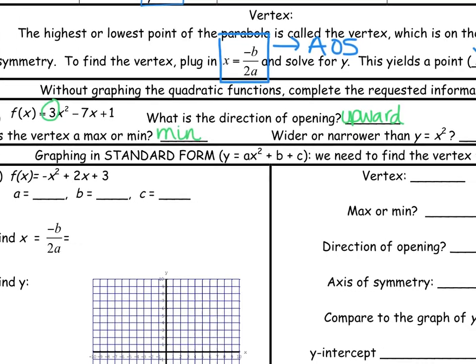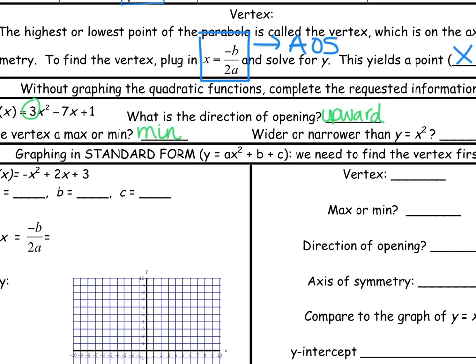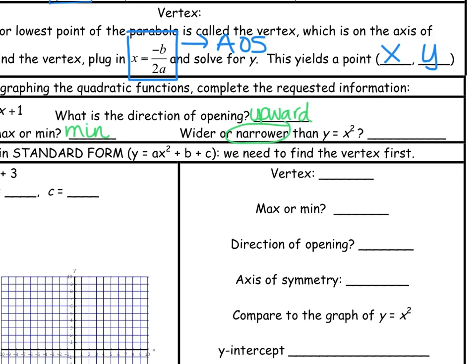Because the 3 is bigger than 1, this is going to give us a narrower graph. Is it wider or narrower than x squared? It will be narrower. And why will it be narrower? Because 3 is greater than 1. Sorry about that. Bigger than 1 will give us a narrower parabola. Less than 1, in absolute value, will give us a wider parabola.